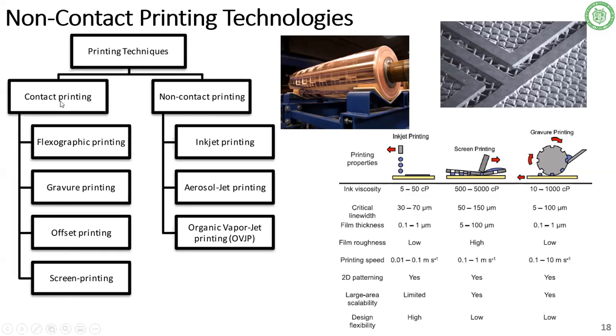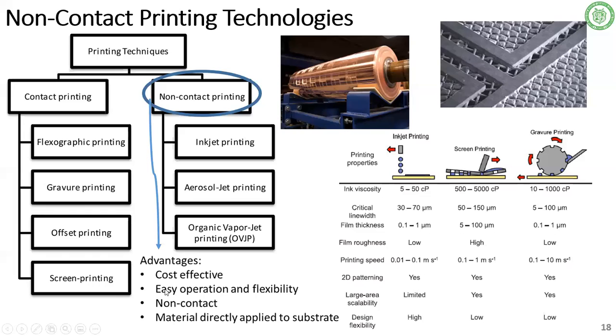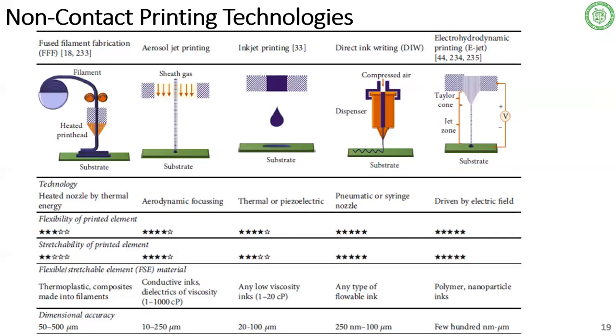Now, contact printing and non-contact printing both have advantages and disadvantages, but the advantage of non-contact printing is basically that it's cost-effective, with easy operation and flexibility. As non-contact means it will not damage the substrate, and the material is directly applied to the substrate. I will discuss this non-contact printing in my talk on printing technology. But the contact technologies, flexographic, gravure, offset, or screen printing, are the common printing technologies used for printed electronics.